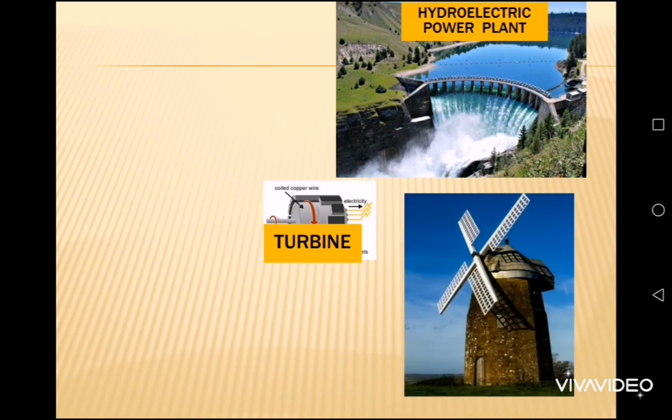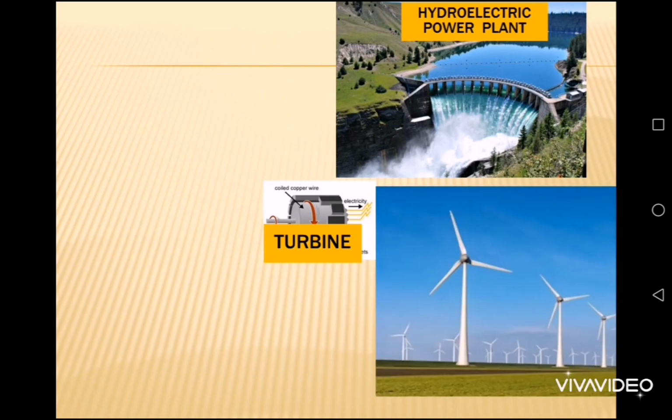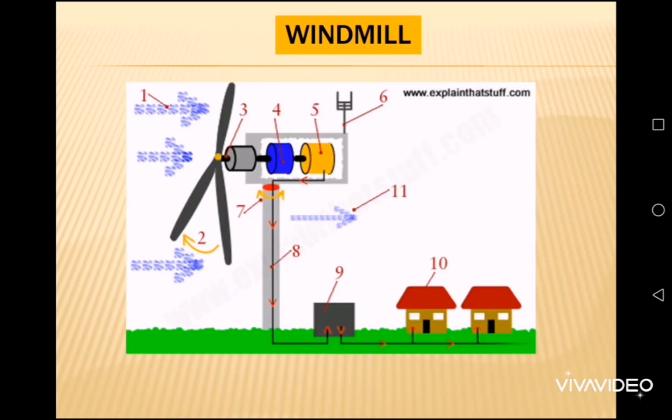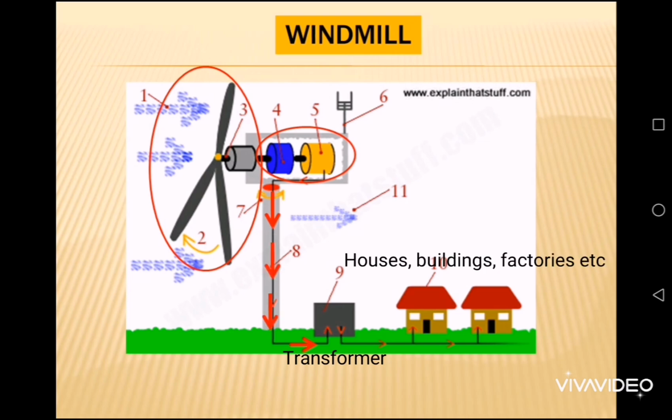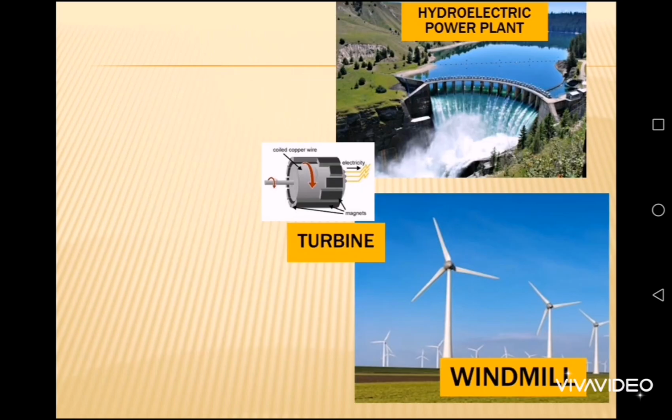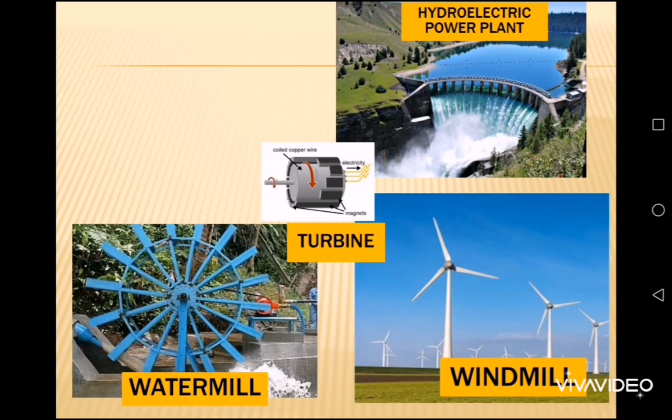Besides water, wind can also help us to rotate turbines, such as a windmill. When the wind blows, the wind will rotate the fan of a windmill that will rotate the turbine inside of it. This will produce electricity that will be transmitted to houses, buildings, and so on. A water mill also uses the same mechanism as a windmill, but it uses water to rotate its turbine, the same as a hydroelectric power plant.